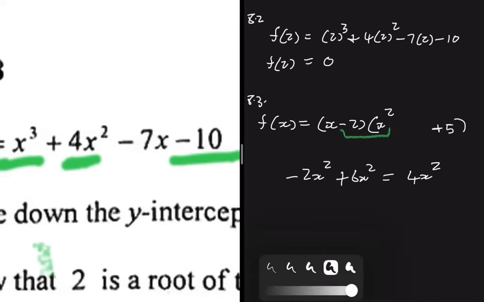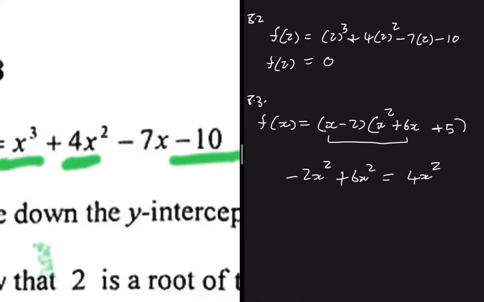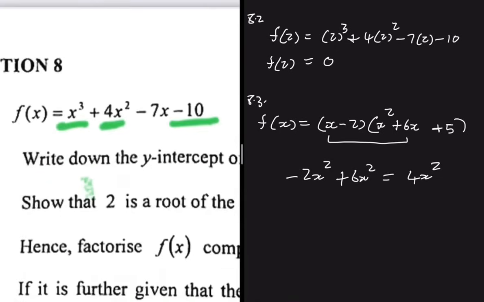So here we're going to have plus 6x, not plus 6x squared, plus 6x. We get 6x squared from multiplying x and 6x. So this is how you can factorize a cubic function.